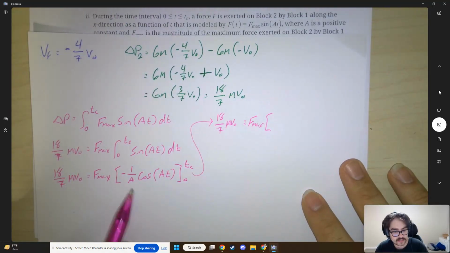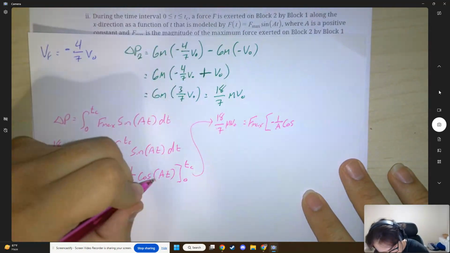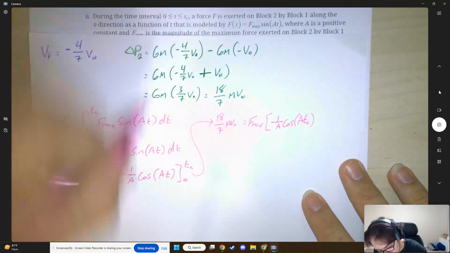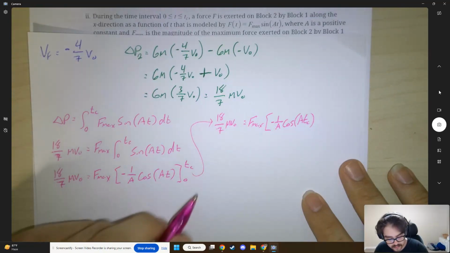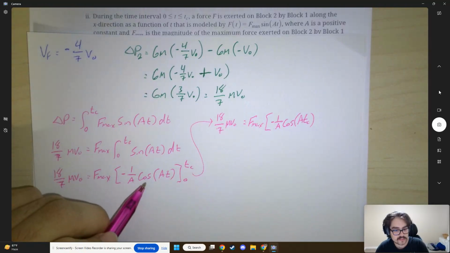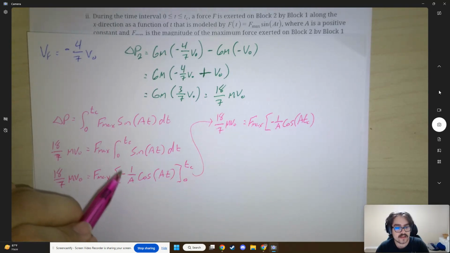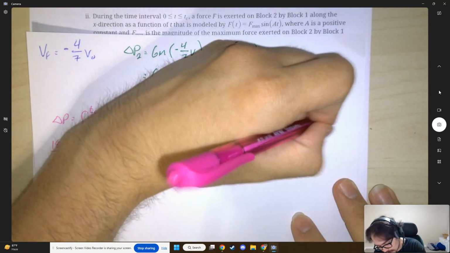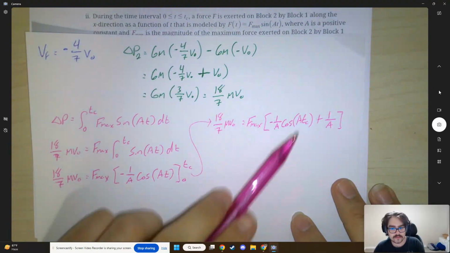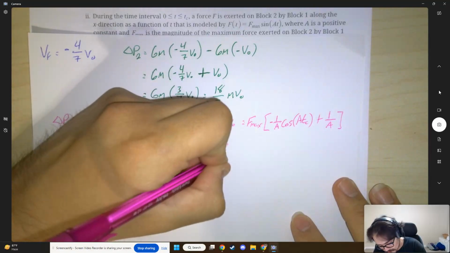And then in the brackets is going to be negative 1 over capital A times the cosine of capital A T sub C. Then you have to subtract it from the second term, which is negative 1 over A times 1, so it's just 1 over A. The negative of a negative is positive, so it becomes plus 1 over A. Then all you have to do is divide this whole part in brackets on both sides, and you get your expression for F max.